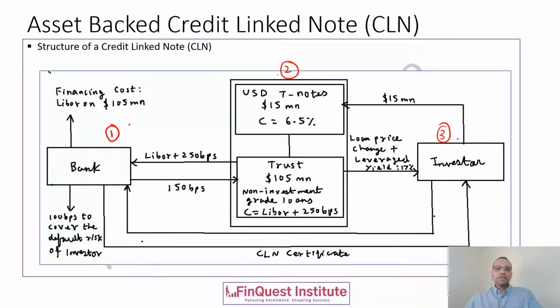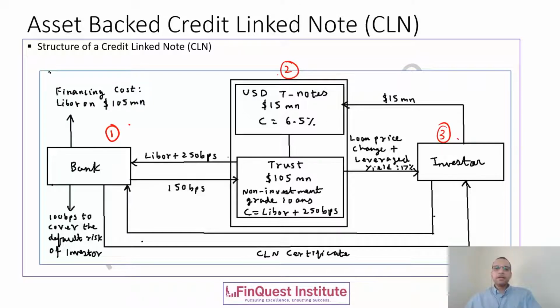Once the bank purchases this asset, it will place this inside a trust. And now this underlying we are assuming to be non-investment grade. Let's say these are non-investment grade loans. So they are risky loans. But whenever we have a risky loan, we'll have a certain higher yield which we expect, isn't it? So that is what we write here. So the expected coupon is LIBOR plus 250 pips.